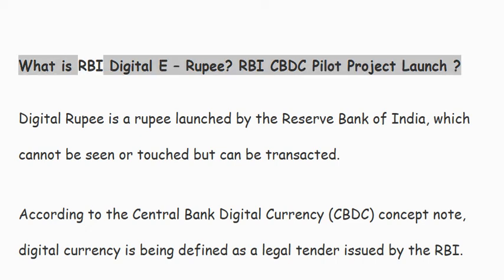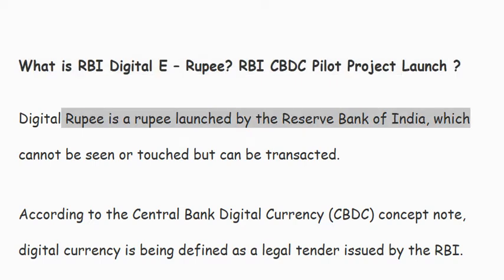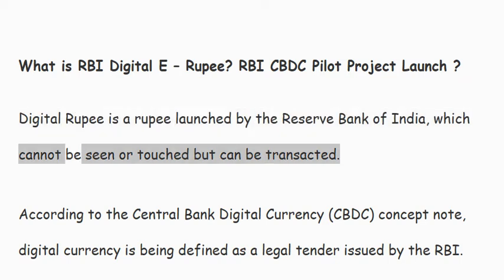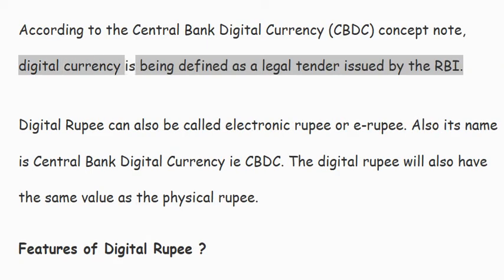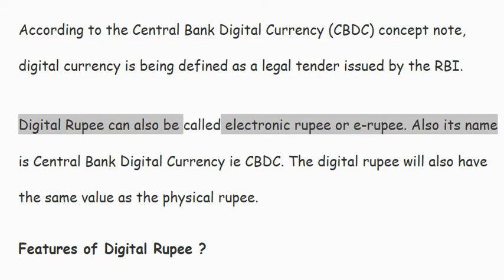What is the RBI Digital E-Rupee, the RBI CBDC pilot project launch? Digital rupee is a rupee launched by the Reserve Bank of India, which cannot be seen or touched but can be transacted. According to the Central Bank Digital Currency (CBDC) concept note, digital currency is being defined as a legal tender issued by the RBI. Digital rupee can also be called electronic rupee or e-rupee.